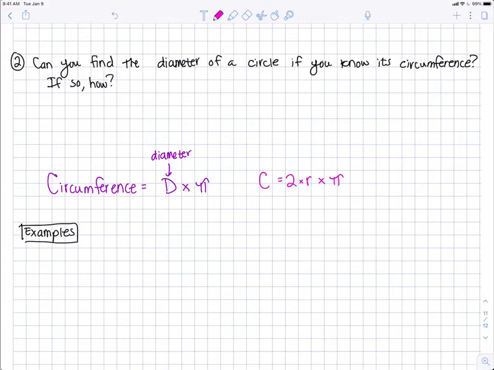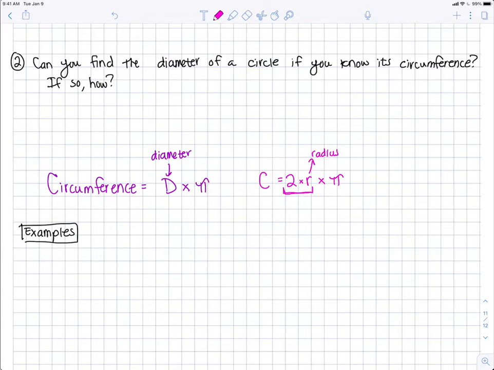Because remember, this right here, this 2 times r, gives me my diameter, right? Yes, it does. Remember the relationship between the diameter and the radius. So essentially, these two formulas are exactly the same. They're written in different ways, okay? So if I do end up giving you a radius, please remember to multiply it by 2. All right, don't forget that, please.